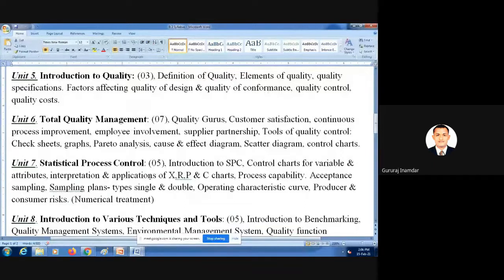Now unit number 6 is total quality management, TQM. Total quality management is nothing but TQM. Now in that, the quality gurus. Quality gurus we have to study.